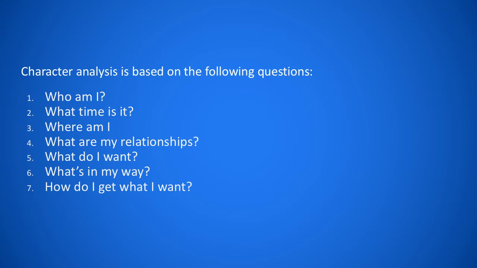They are: who am I? What time is it? Where am I? What are my relationships? What do I want? What's in my way? And how do I get what I want? The first 4, who am I, what time is it, where am I, what are my relationships, go to your given circumstances and your observation and analysis on your character. The last 3, what do I want, what's in my way, how do I get what I want, are all related to your objective. Okay? So let's go through each of these questions one at a time.